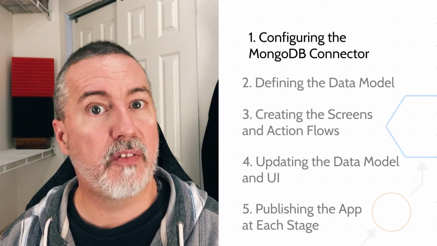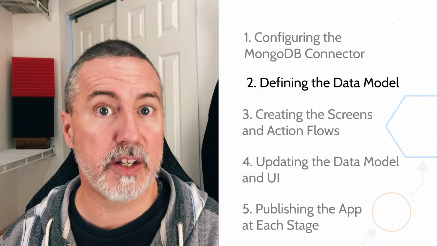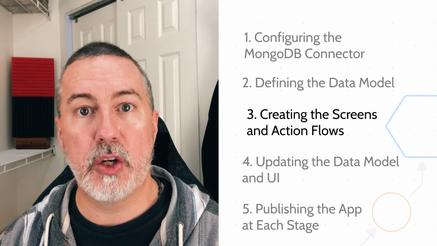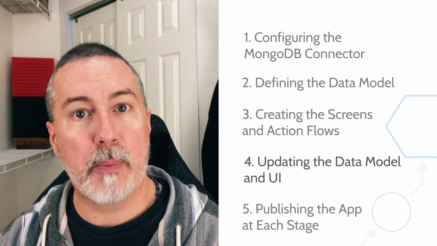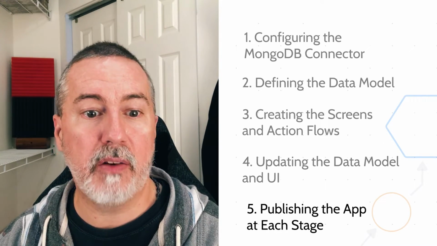In this episode, we'll build a simple mobile app that takes advantage of the flexibility of MongoDB to create the beginnings of a self-service portal for employees to provide the status of equipment they're using for working from home. We'll approach this app in a series of steps: configuring the MongoDB connector, defining one or more structures on the OutSystems side to define our data model, creating the screens and action flows to read and write the data using the MongoDB connector actions, updating our data model and UI to reflect feedback from stakeholders, and publishing the updated app at each step of the way. Let's get started.